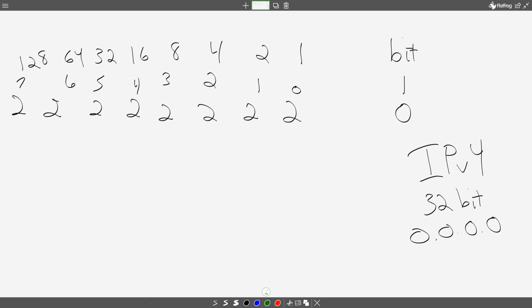So it's 8 bits, 8 bits, 8 bits, 8 bits. 8 times 4 is 32. So if I have an IP address of 10.0.0.1, what I've really got is 4 different octets. I've got one octet that is 128, 64, 32, 16, 8, 4, 2, 1.